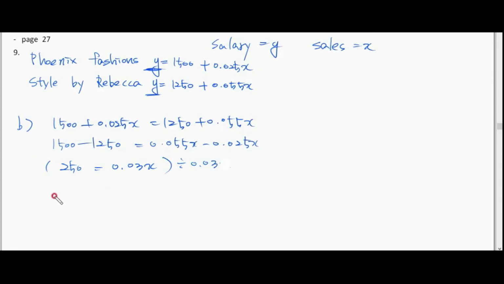Then I'll calculate this, and x equals 8333333, and it just goes on. So let's just say $8,330. Once she sells that much, they'll have the same salaries. Question C asks which job Joanna should take. If she can sell more than $8,300, she should definitely join Styles by Rebecca, and if it's under that, she should consider Phoenix Fashions.